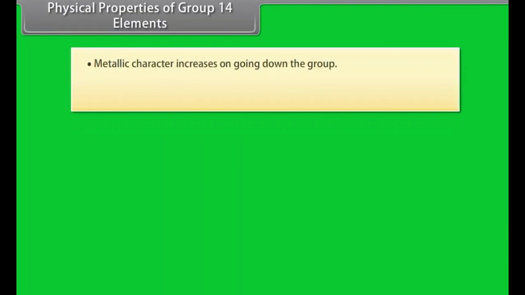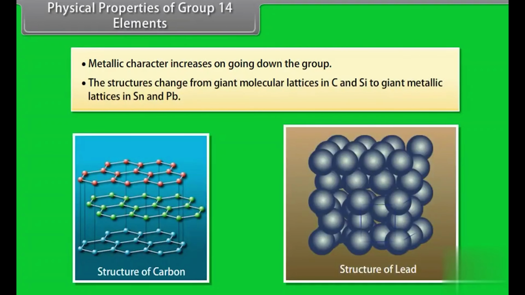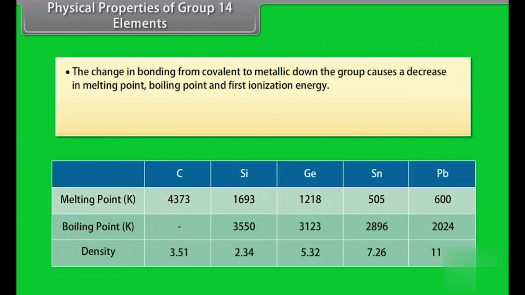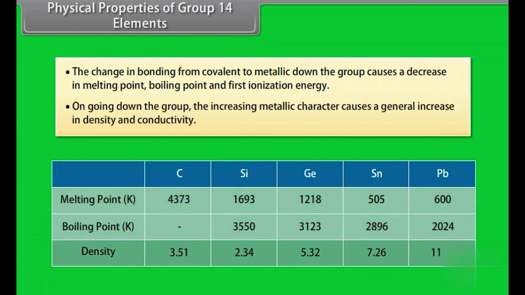Physical properties of group 14 elements. Metallic character increases on going down the group. These structures change from giant molecular lattices in carbon and silicon to giant metallic lattices in tin and lead. The change in bonding from covalent to metallic down the group causes a decrease in melting point, boiling point and first ionization energy. On going down the group, the increasing metallic character causes a general increase in density and conductivity.